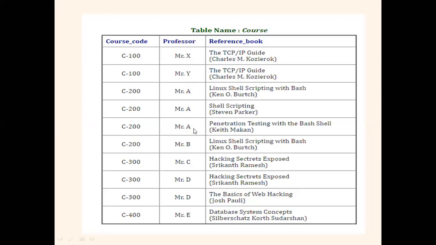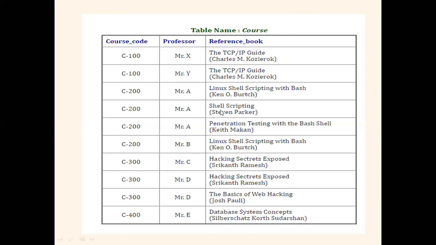C200, Mr. A, with penetration testing with the bash shell. So here we are using different books, along with different professors for the same subject. Here we are repeating the book, Linux shell script with bash. Here also we are using shell scripting, but with different authors and professors, while we have a similar course code.